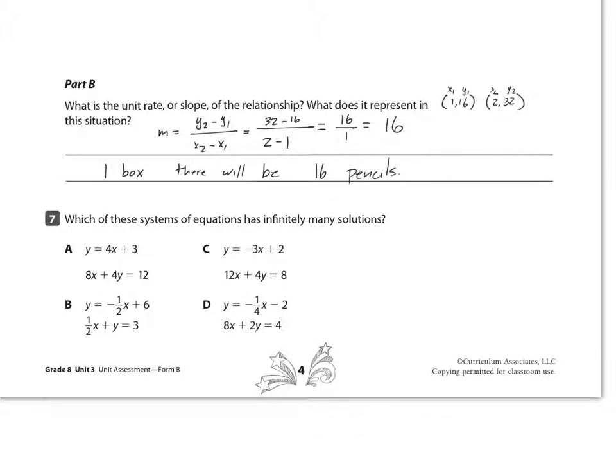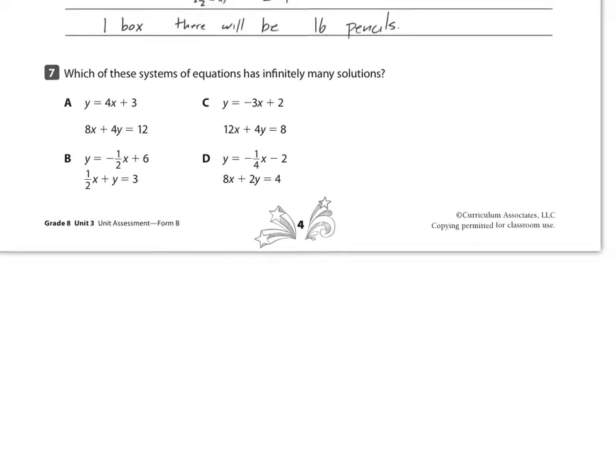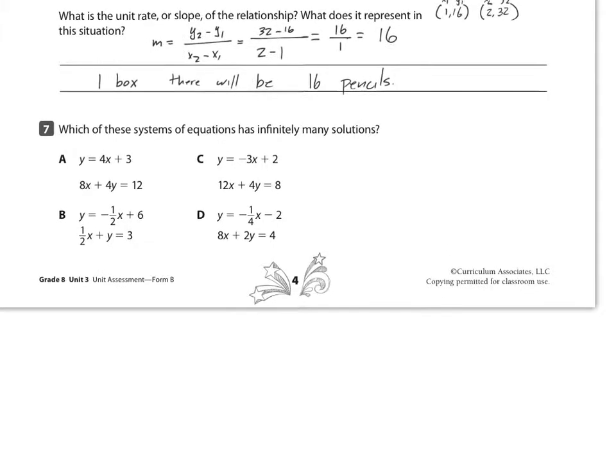And that's all. For part 7, it says, which of these systems of equations has infinitely many solutions? Now, to be able to do that, the only thing you need to do is find the slope and y-intercept of each equation. Now, this is going to be a lot of work. All right, so you're going to use a lot of space.